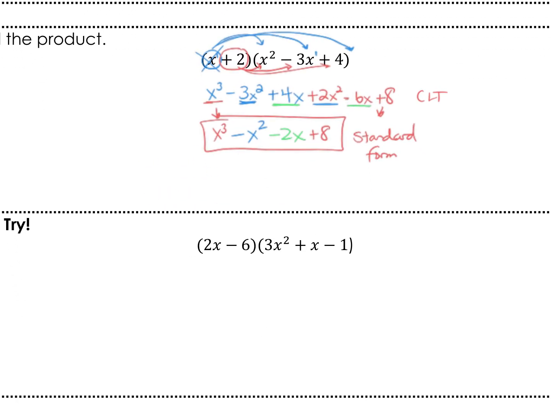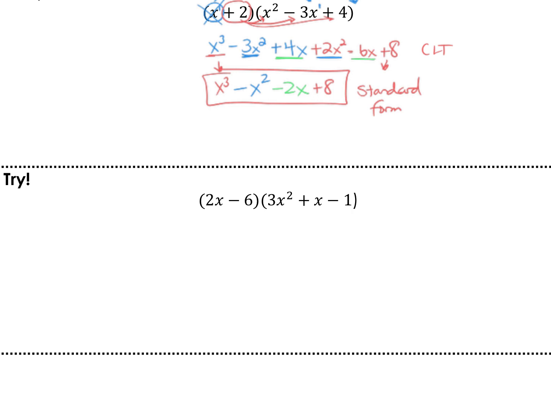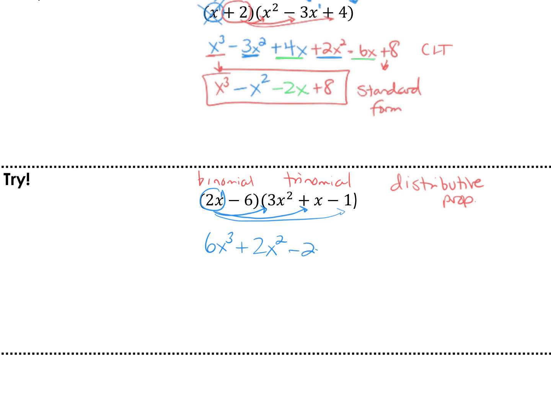Okay. Taking a look at one more. It's not two binomials. We have here a binomial and a trinomial. So you cannot use the FOIL. Here, you've got to use the distributive property. So starting off with that 2x to the power of 1 times 3x squared. That's 6x cubed. 2x times x, that's 2x squared. 2x times negative 1, that's negative 2x. So 2x has been done. We distributed that to everything.